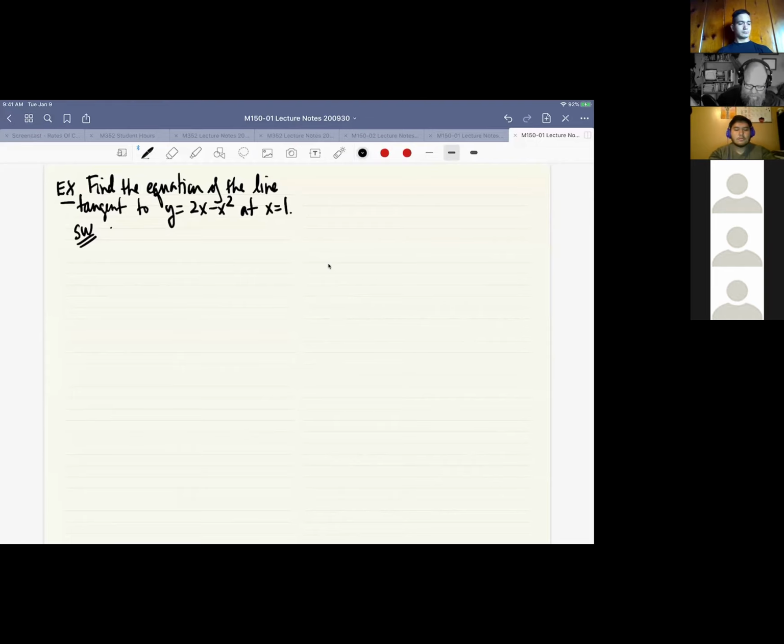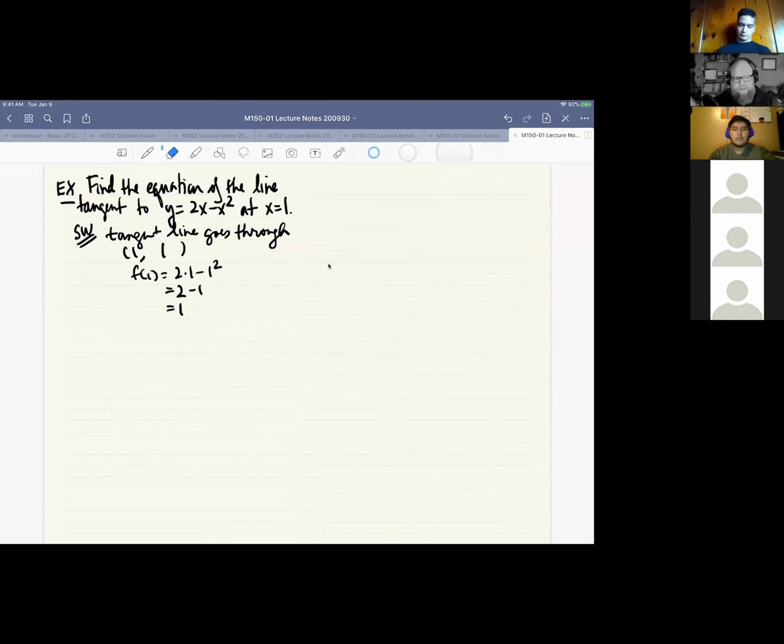So our tangent line goes through the point 1 comma, in this case, f of 1. So what's f of 1? F of 1 is 2 times 1 minus 1 squared. That's 2 minus 1. It's 1. So our tangent line goes through 1 comma 1. Okay, so that's 1 point that's on our tangent line. Now I need to find another point that's on the tangent line, but that's not going to work. So I'm going to find another point that's on the graph of my function that's nearby.